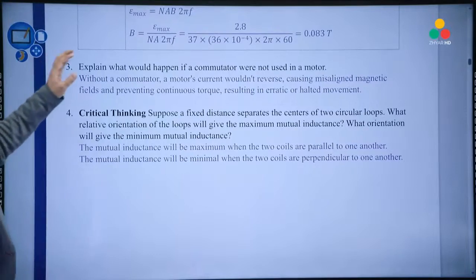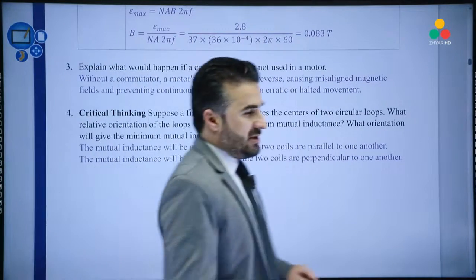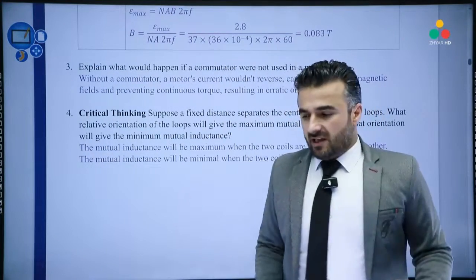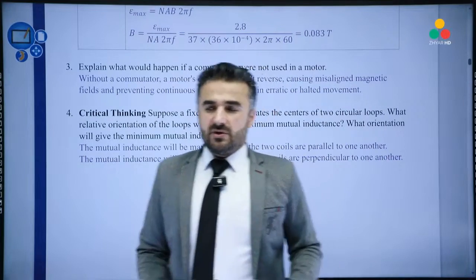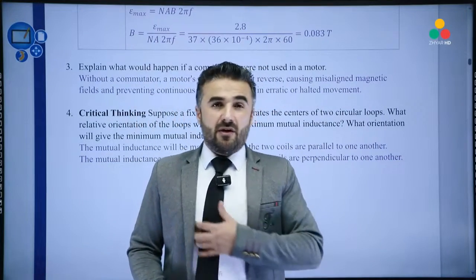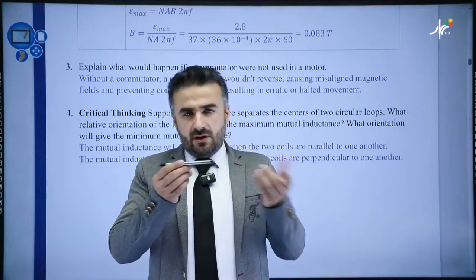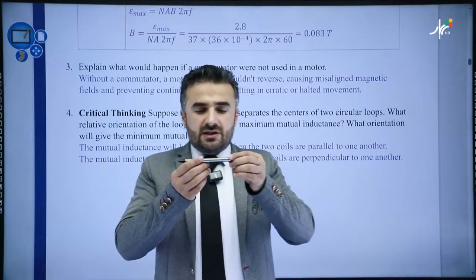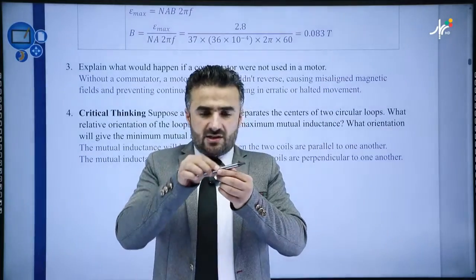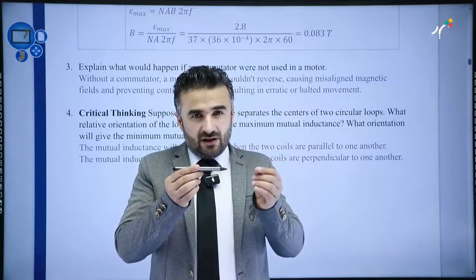We have another question. It says, explain what would happen if a commutator were not used in a motor. We said one of the benefits of the commutator is that it reverses the direction of the current. Let's say here is the orientation of the coil, and the coil is making a full turn. So far the rotation is forward.